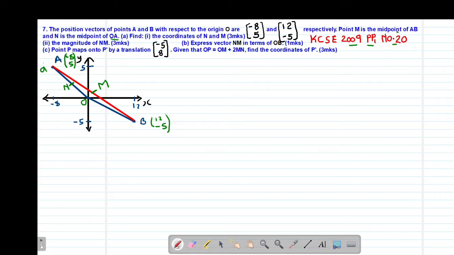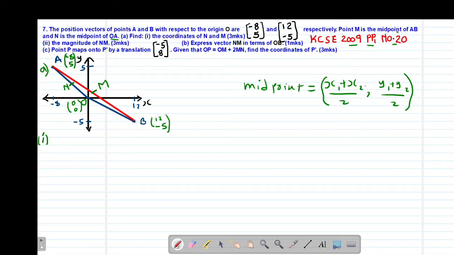Then in part A of the question, we are told to find (i). So part A (i), they want us to find the coordinates of N and M. It will simply be the coordinates of the midpoint. Remember, the origin is usually the point (0, 0), therefore its position vector is (0, 0). If I start with the coordinates of N, because N is a midpoint, remember if you want to find the coordinates of the midpoint, we usually use the formula: ((x1 + x2)/2, (y1 + y2)/2), where x1, x2, y1, y2 represent the respective coordinates that are giving us the midpoint.